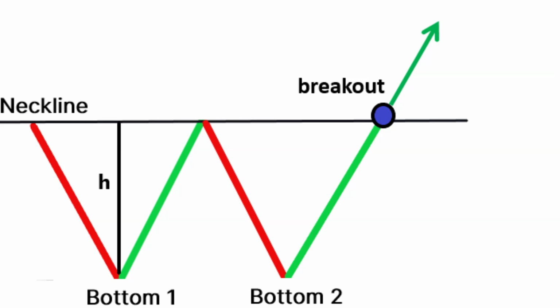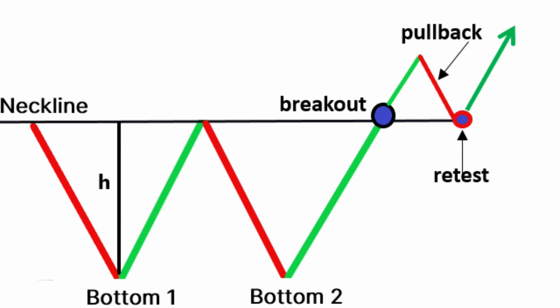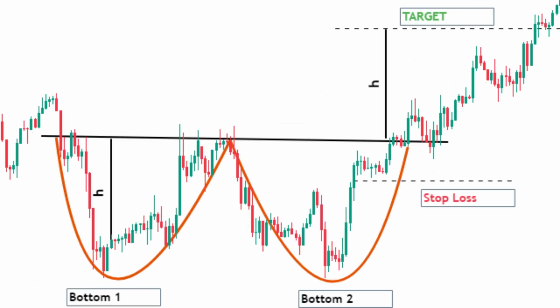with strength. Sometimes after breaking the neckline, the price pulls back to retest this level, which has now turned from resistance into support. This retest is common and provides an additional opportunity for traders who prefer lower risk entries. In short, the price breaks above the neckline, makes a small upward move, and then returns to retest the breakout level before continuing higher. Friends, now let's examine the double bottom pattern using real chart examples.